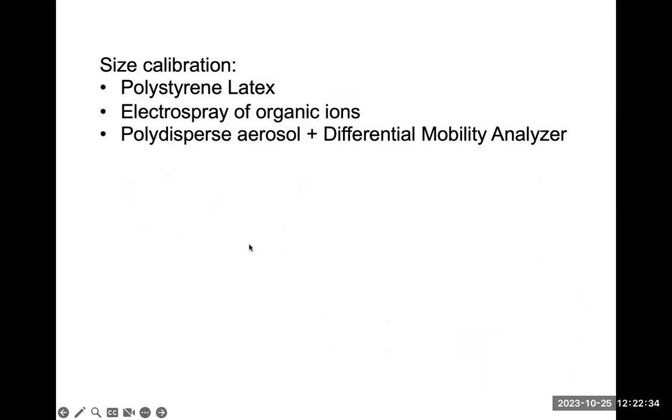So currently there are three major ways for calibrating the particle sizes. The most commonly used one is the polystyrene latex or the PSL spheres. People also use the electrospray to generate tiny organic ions when we're trying to measure particles with very small sizes, let's say below 5 nanometers. And for the larger sizes, if we don't have access to the PSL particles, we could just use the polydispersed aerosols and DMA if we know that the DMA is already calibrated or is accurate.